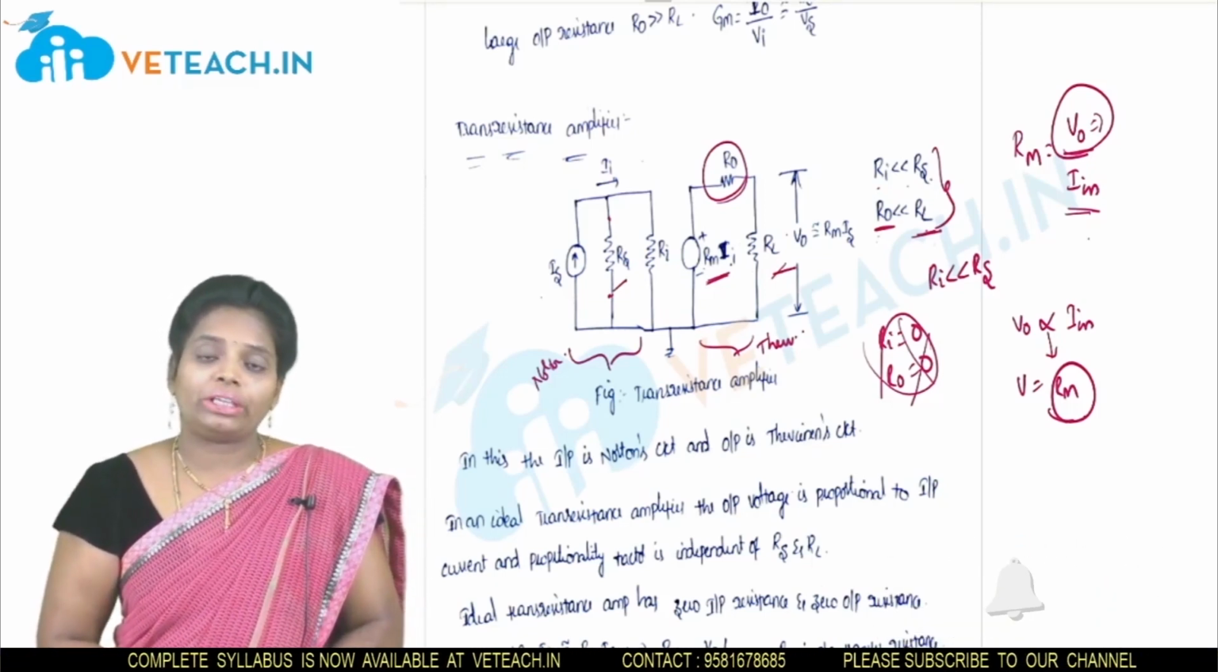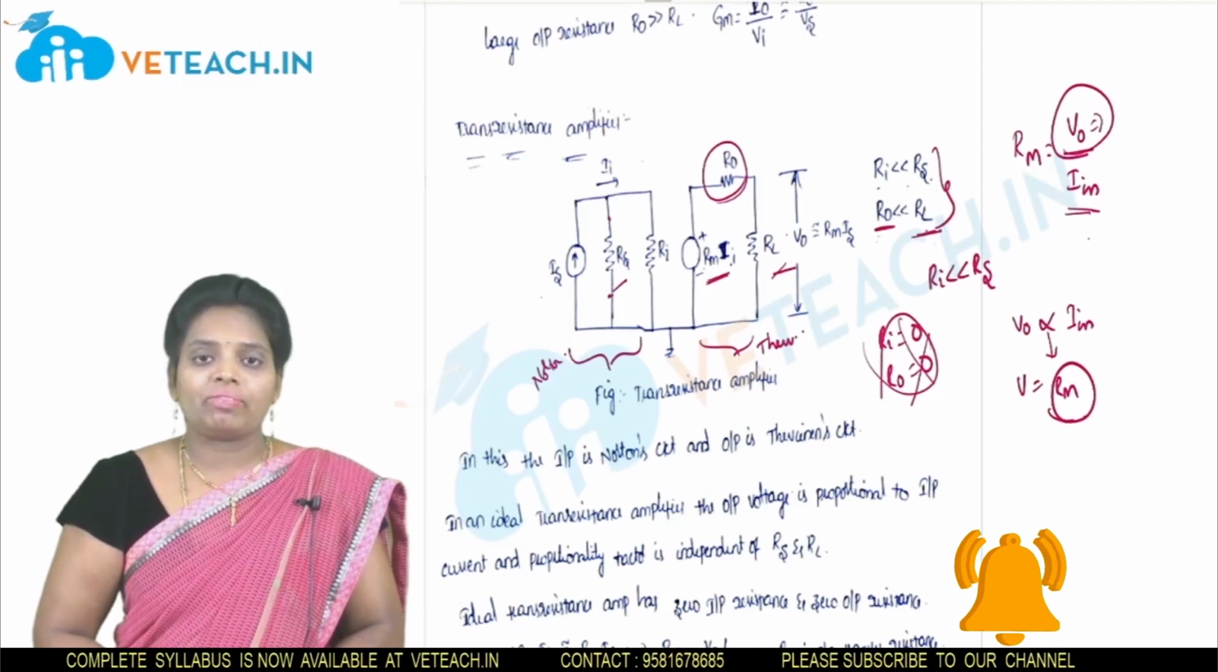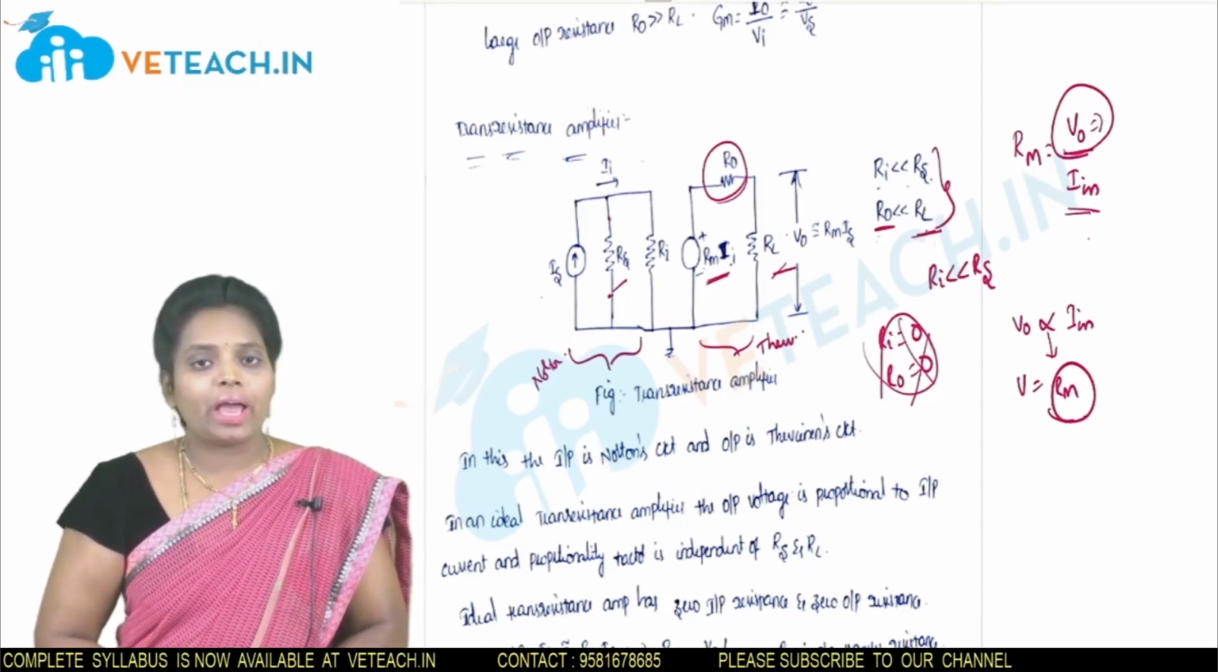So these are the 4 different types of basic amplifiers used in feedback amplifiers.